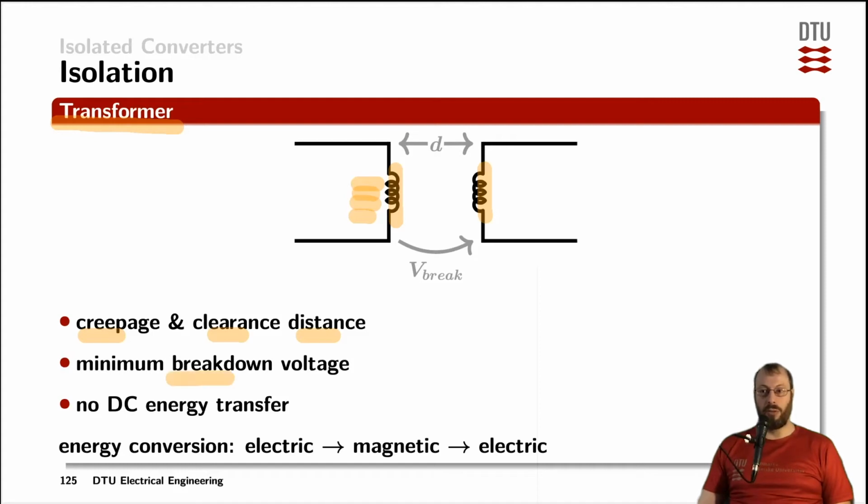Practically, there are rules for the minimum breakdown voltage as well, which is somewhere in the 2 to 4 kilovolt range. And then a magnetic transformer also has the advantage that there is no direct DC energy transfer, which would be cut off by the isolation barrier in between here. Physically, you turn voltages and currents into a magnetic field stored in the transformer core or in the air if you have an air core, and then back to the electrical signals, voltage and current.